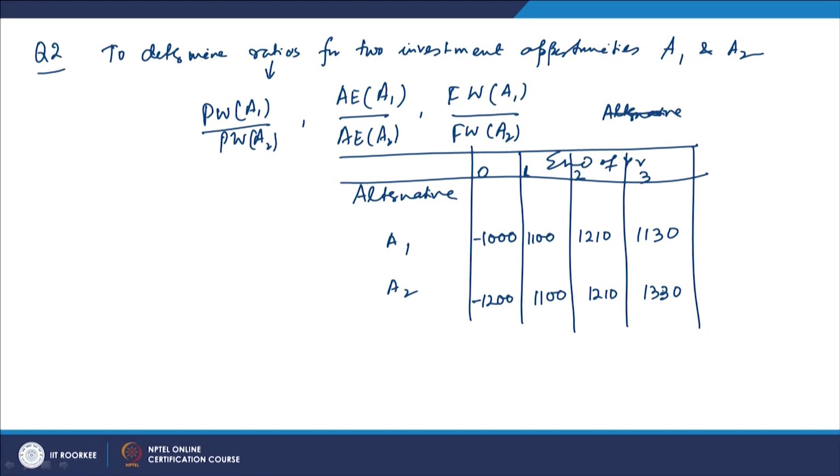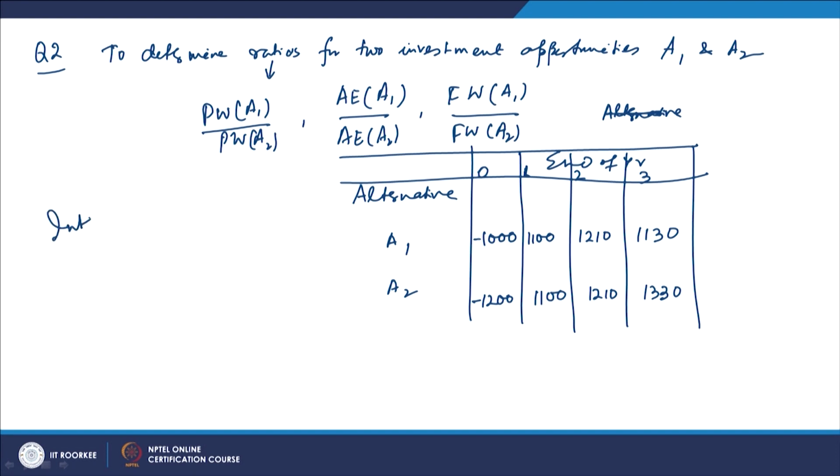Now, what you see is that in this case you have to find basically the ratios of PW1 and PW2, then AE1 and AE2, then future worth A1 and future worth A2. All these ratios are to be calculated, and for that you are given two interest rate values.